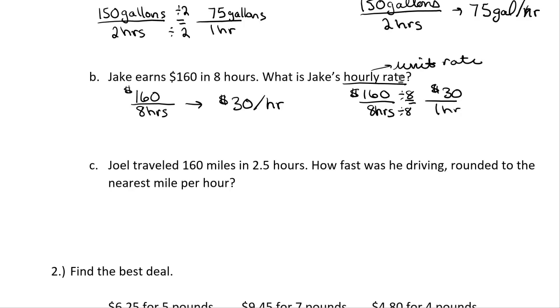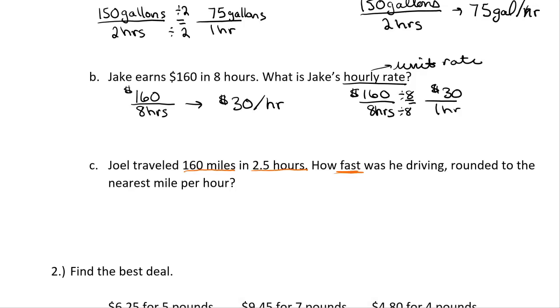This is actually a measurement that if you drive a car, if you ride a bus, you encounter daily. So it's really important whenever we can to link what we're talking about to something that we do every day, or very frequently at least. Okay, so we have Joel traveled 160 miles in 2.5 hours. So I care that he drove 160 miles in 2.5 hours. How fast was he driving?